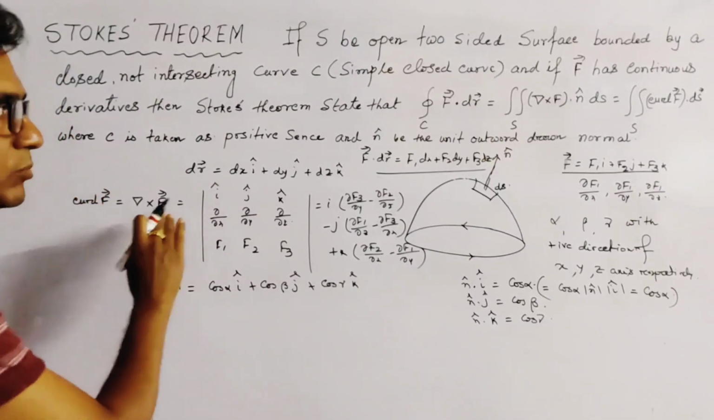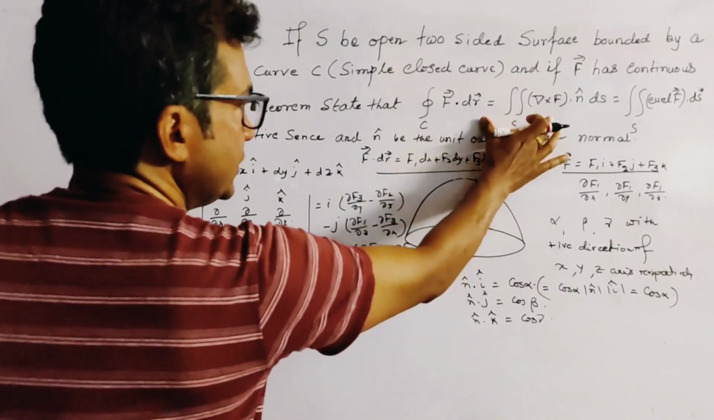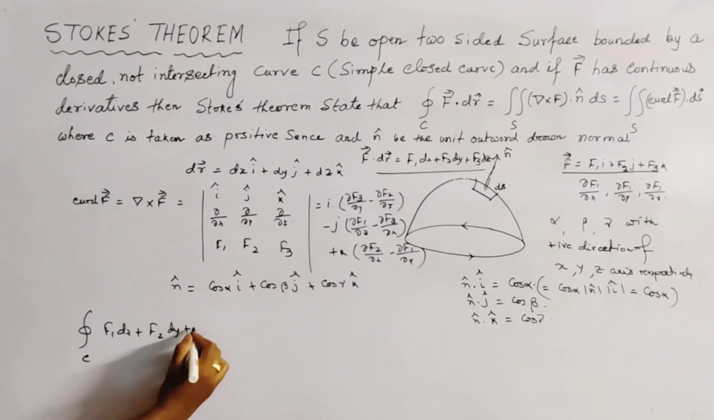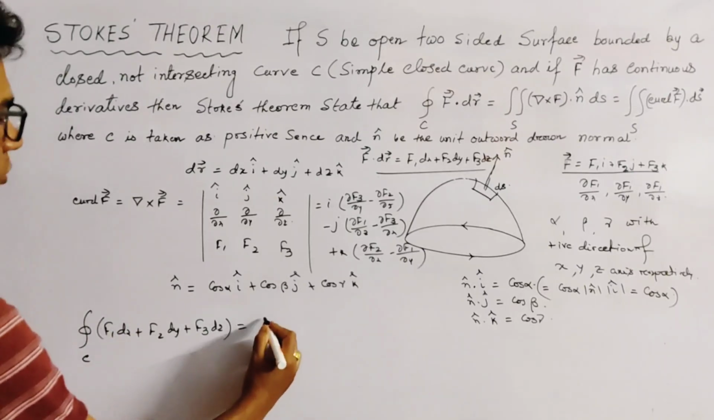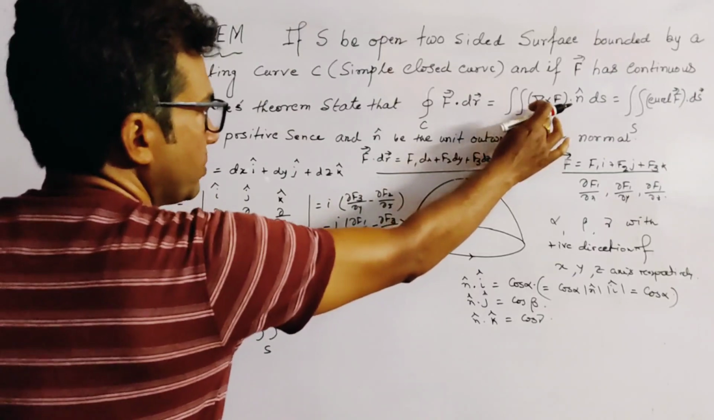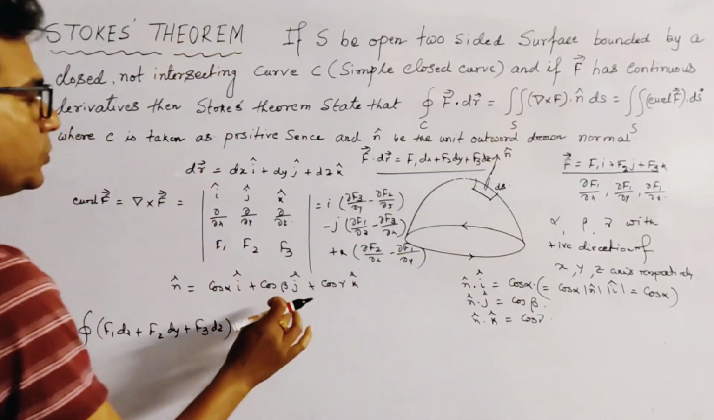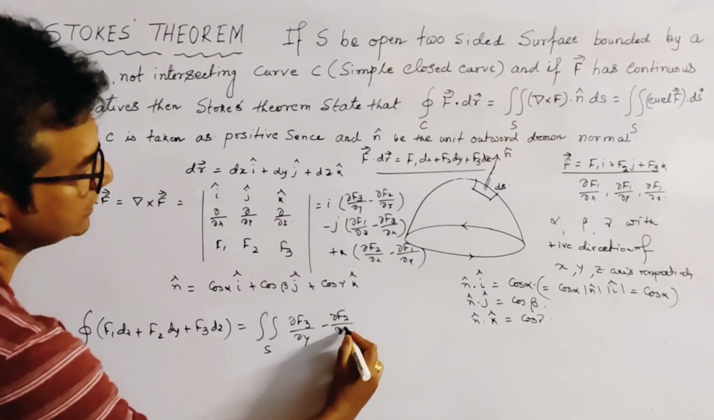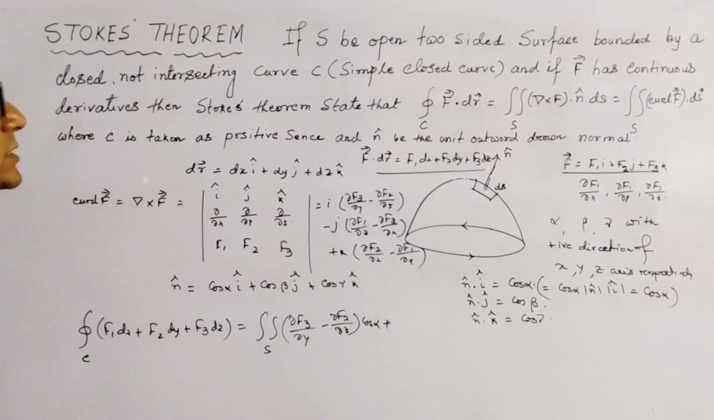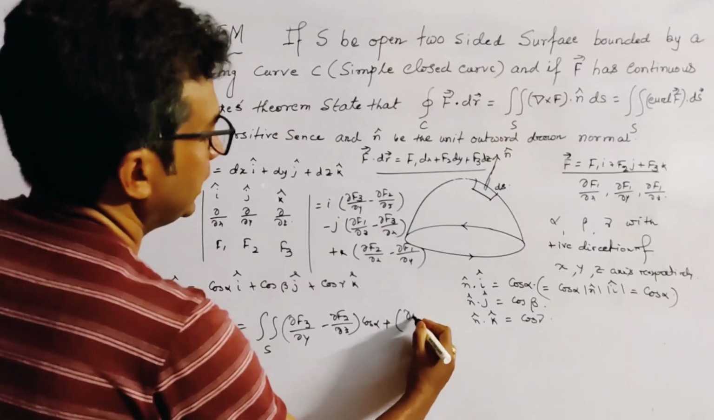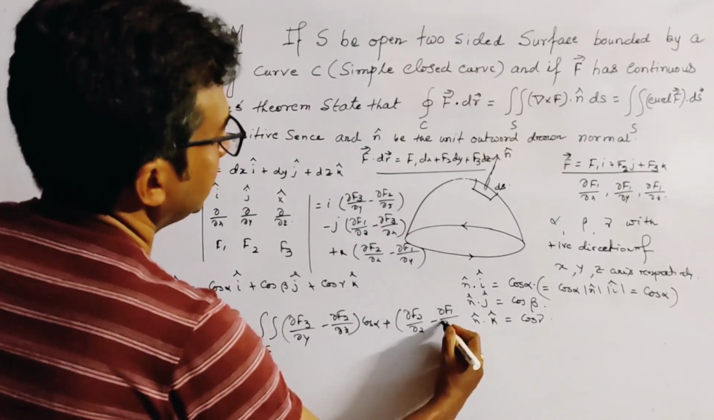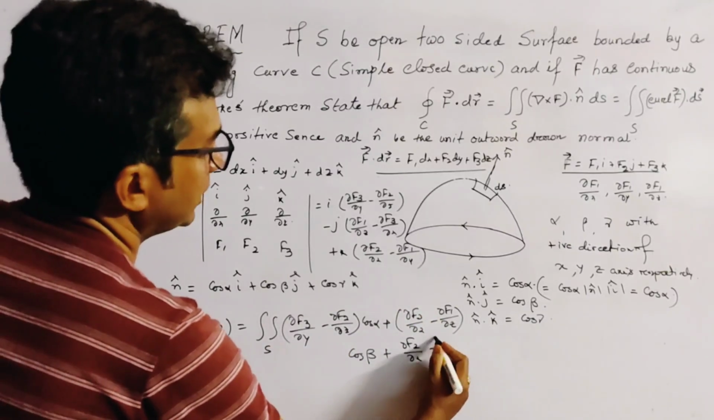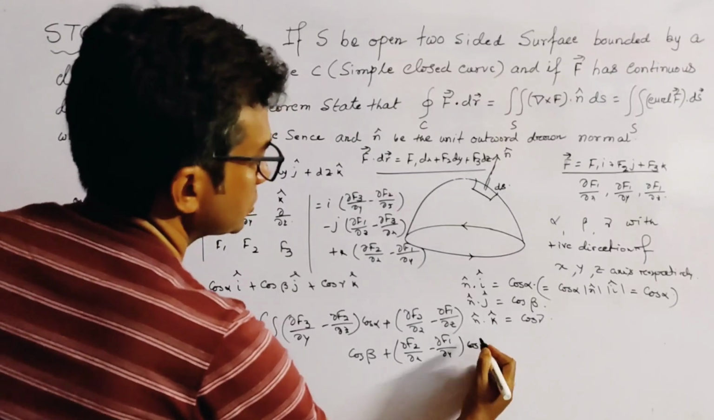And by putting the value of curl f, f dot dr and n in this formula, we get the circulation over C, f1 dx plus f2 dy plus f3 dz, equal to the double integration over S, the dot product of curl f and n, which is given by del f3 by del y minus del f2 by del z into cos alpha, plus del f3 by del x minus del f1 by del z into cos beta, plus del f2 by del x minus del f1 by del y into cos gamma.